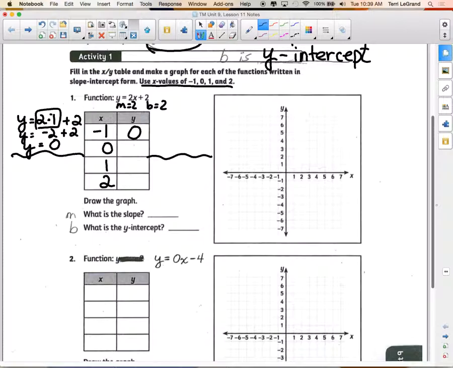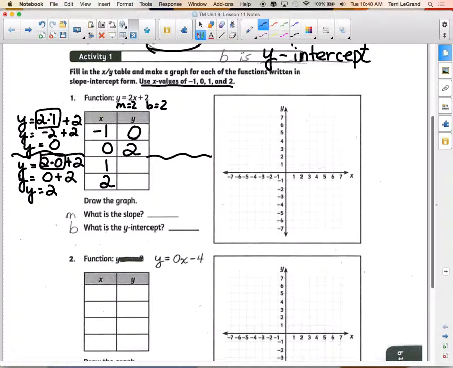Now we're going to do when x is 0. So 2 times 0 plus 2. And what is 2 times 0, class? 0. And what is 0 plus 2? 2. So when x is 0, that's what we subbed in this time, we got y equals 2. Okay, that took care of the first 2 in the table.